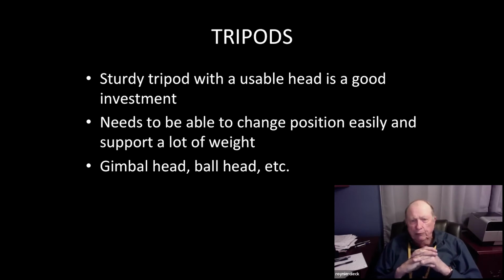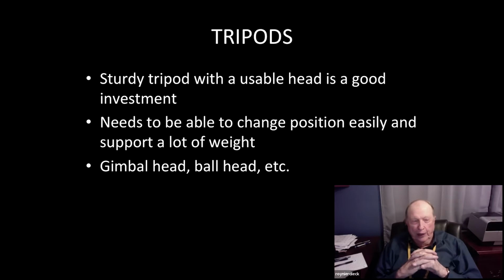It needs to be able to change position easily, and it needs to be able to support a lot of weight. You know, you get into the 300, 400, 2.8 lenses, you're talking about a pretty heavy lens. And so you don't want a cheap tripod that doesn't support a lot of weight, because you're talking about a lot of money there that you don't want to have to end up replacing or whatever.